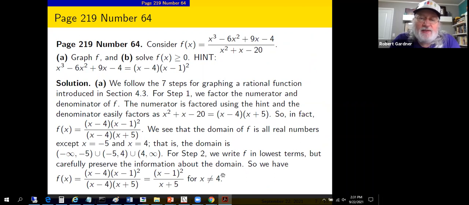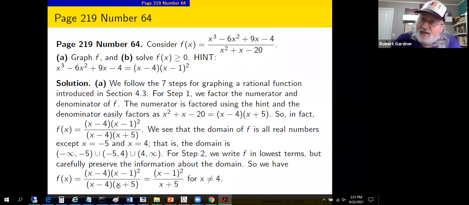Here's the function I want to consider. Where is the denominator 0? Where x plus 5 equals 0. And that's the only concern. Over here, well, granted, the denominator is 0 also at 4, but that doesn't count in terms of the function being in lowest terms. In lowest terms, we get something like this.